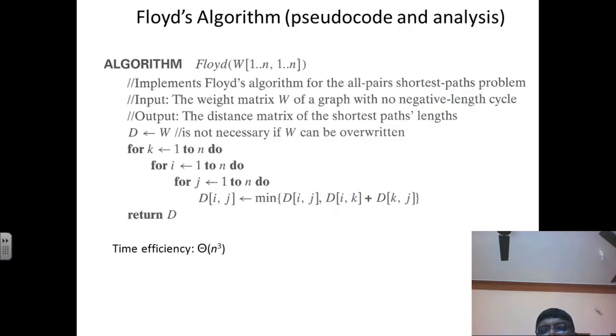So this is the algorithm. The main important equation we need to consider is this one. Suppose I want d_ij, i to j, you consider the minimum of the direct distance and the distance with intermediate vertex k. Whichever is minimum is considered the shortest path. Hope you understand.